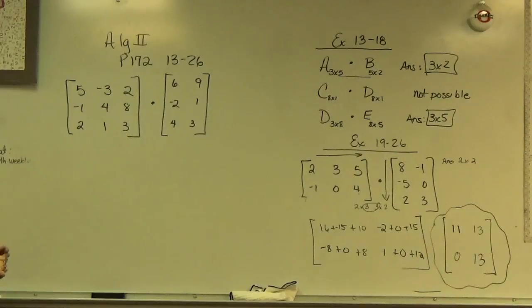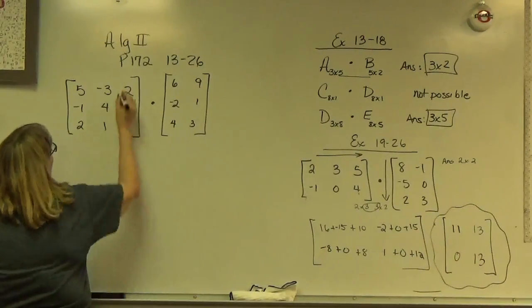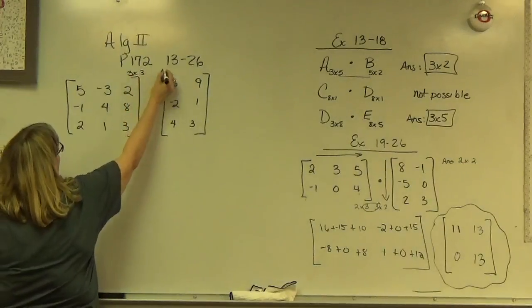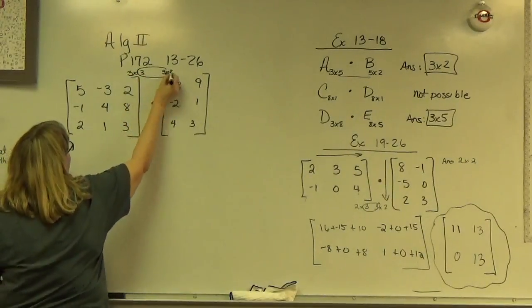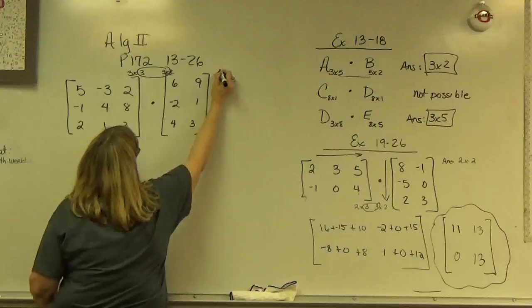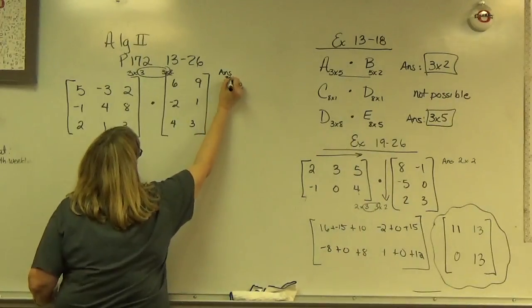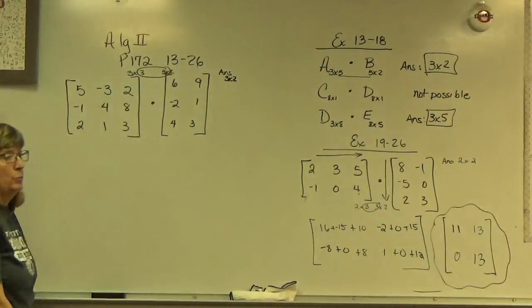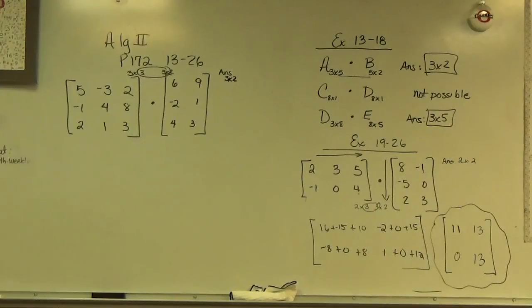Let's see, Josie, what are the dimensions of each of them? 3 by 3 and 3 by 2. So what will we get for an answer? 3 by 2. So we should end up with 3 rows and 2 columns.